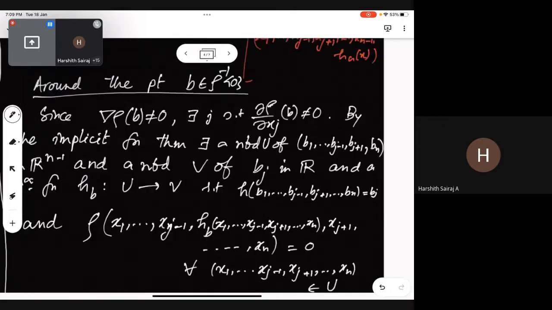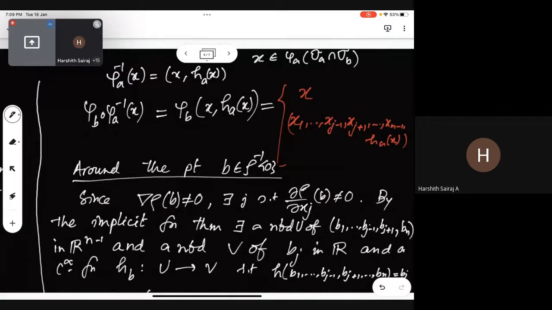Now let's come back to here. So what will it be? It will be x in this case, of one of this form, right? So hb comes into the last variable only. It will be this one. The jth variable will drop. But what you need, this is a smooth function, but you need a homeomorphism also, right? So is it a homeomorphism?